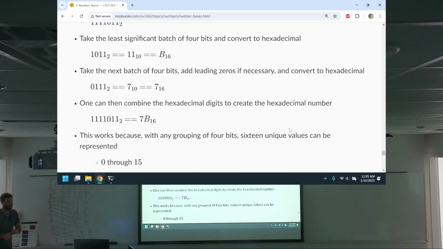The point is, there's a one-to-one mapping. There's no guessing. If I have 1, 0, 0, 0, well, that's obviously 8. So if I wanted to convert a binary number to hex, I could just take that number and immediately convert it nicely to that.